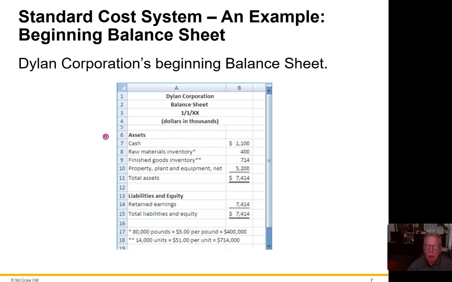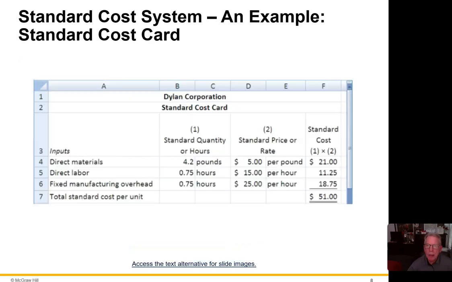Now, its beginning balance sheet looks like this. We have our assets over here. You'll notice that it's using an Excel spreadsheet here. We have cash, raw materials, finished goods inventory, property, plant, and equipment, net, meaning, of course, accumulated depreciation has been deducted, and then our total assets and our liabilities and equity, retained earnings, and total liabilities and equity. Notice this is a partial balance sheet with dollars in thousands. Okay, that's the beginning.